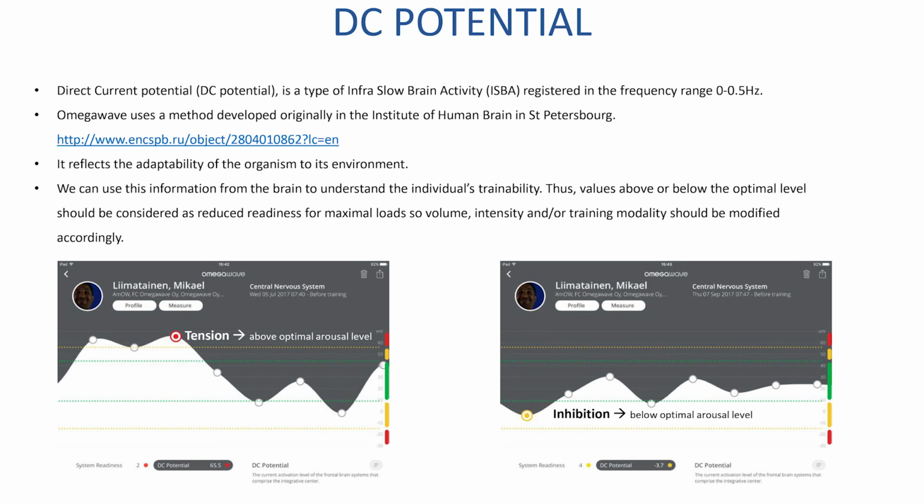Okay, if DC potential stays on a high level for a very long period of time, I must reduce the training volume. And as soon as I reduce it, DC potential decreases.